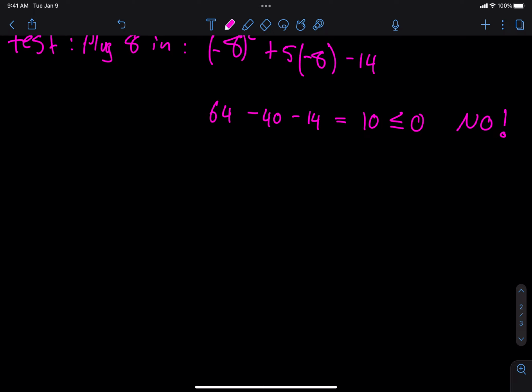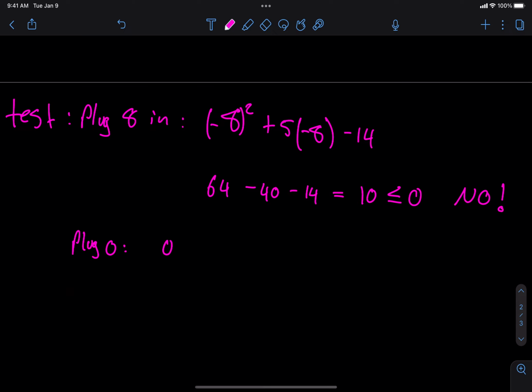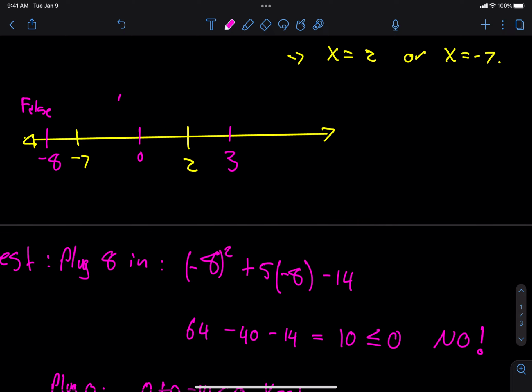Now let's try 0. If I plug in 0, I get 0 plus 0 minus 14 is less than or equal to 0. What do we think? I think yes, that's true. -14 is less than 0. So it's true in this region.